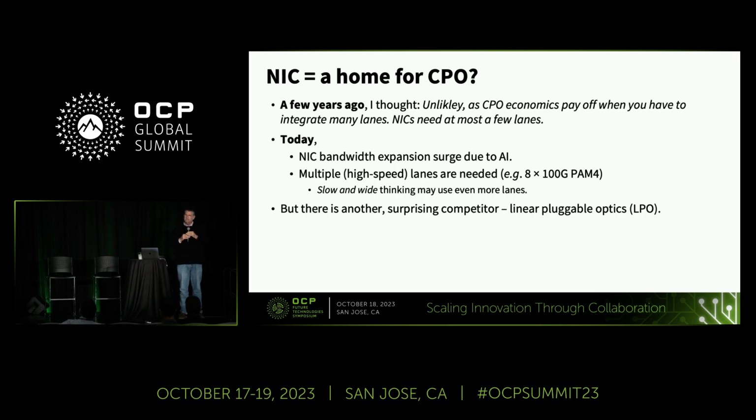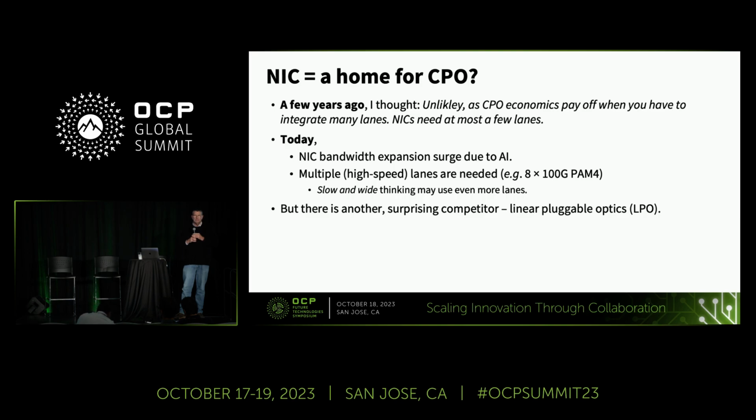And does silicon photonics make sense at that kind of scale? I mean, silicon photonics makes a lot of sense if you have 512 connections that you need to make and you want to put it all in one place. But if you just have 1 or 2, so I thought there was a disconnect. But within the last year, the NIC bandwidth expansion has been surging due to AI, and there are NICs out there that are 800G NICs that use 800G lanes. So maybe CPO does have a place in NICs.